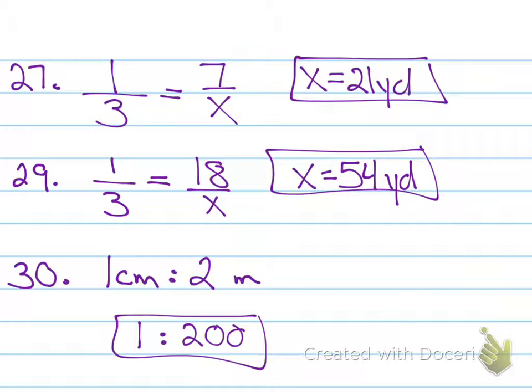Fallon, you with me? Doing good? Alex? Okay. Any questions? Anything? All right. Number 31.